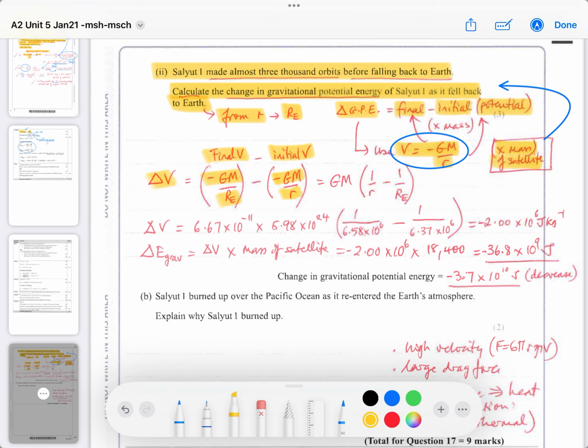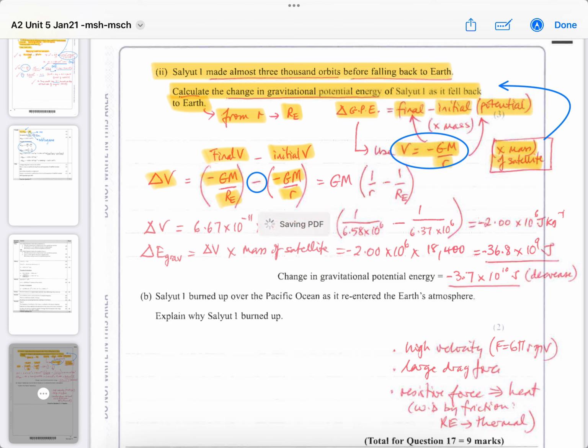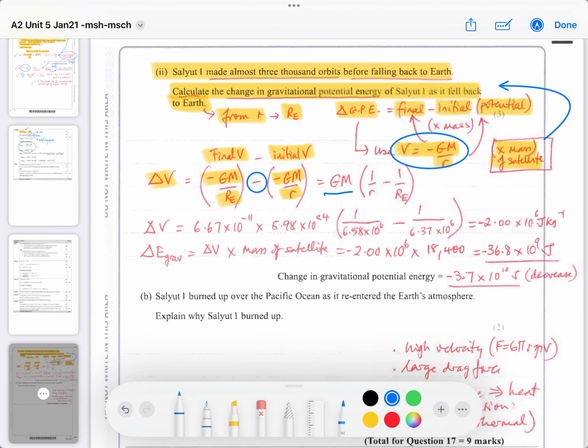So the change in potential is the final minus the initial. So you can put GM outside the brackets. Yeah? And then all that's left in the bottom is, if you get rid of the minus, you'll see that this is correct. 1 over r, because this becomes plus, minus becomes plus, so I put 1 over r first, and this stays negative, so I put it afterwards. Okay? Now when you do the numbers, you will see that you'll get a negative over here. Okay? Now you just got to do number crunching.